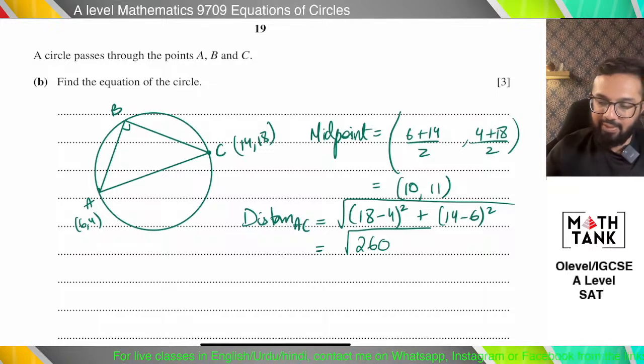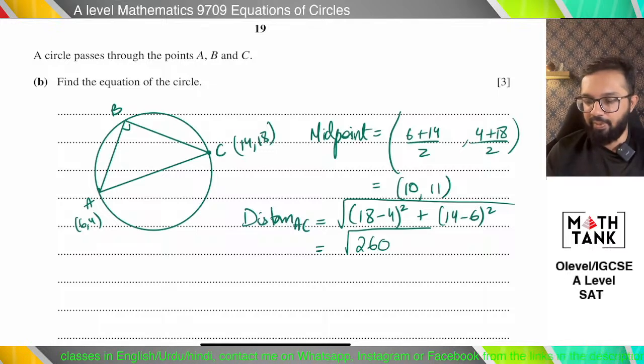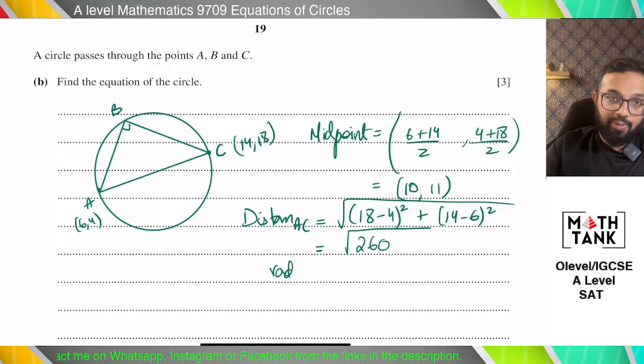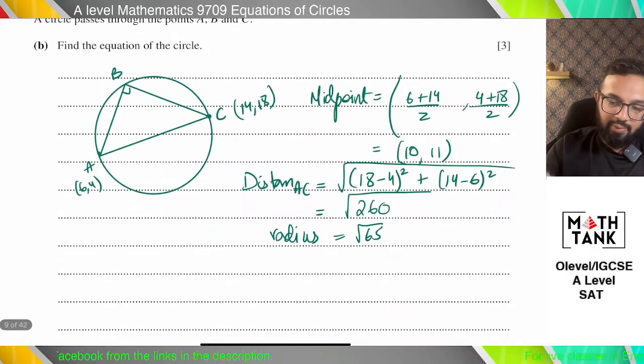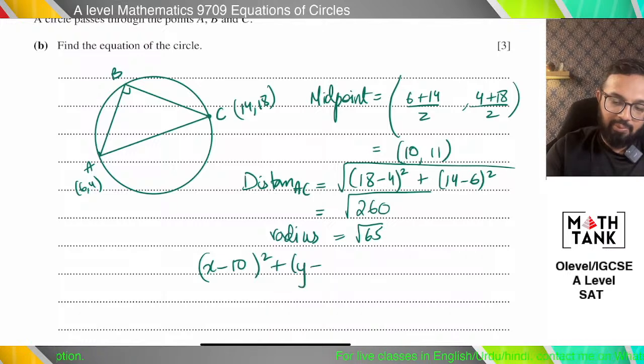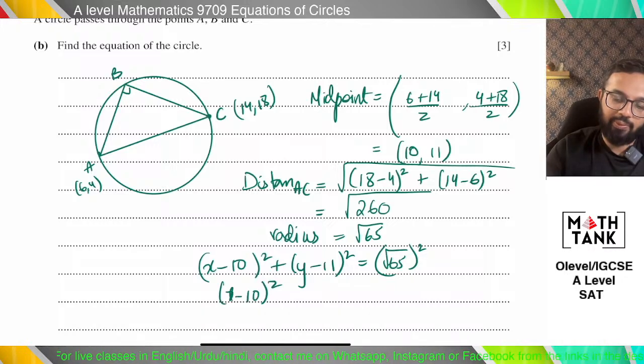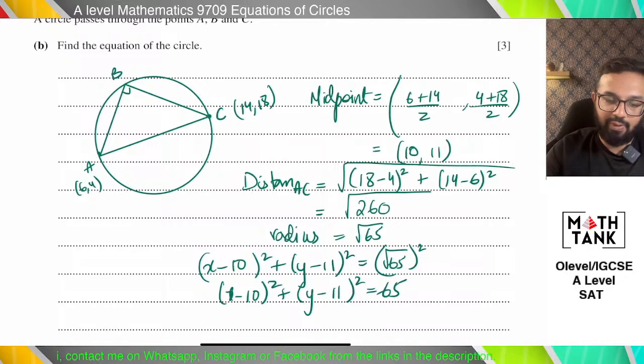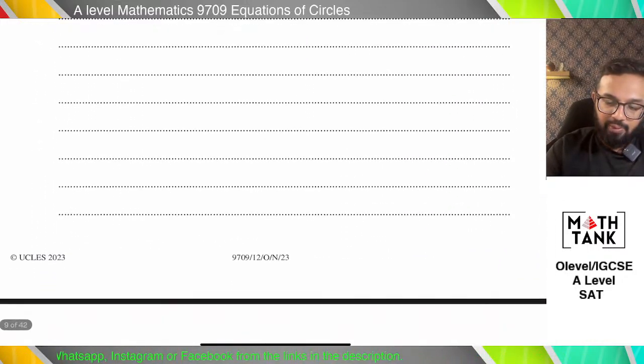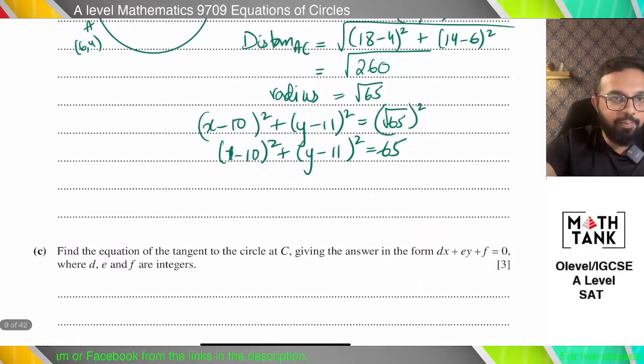That's root of 260. Okay, so the radius comes out as root of 65. So x minus 10 whole squared, y minus 11 whole squared, root of 65 squared. So x minus 10 whole squared plus y minus 11 whole squared equals 65. I want to go back and check this before I go on.